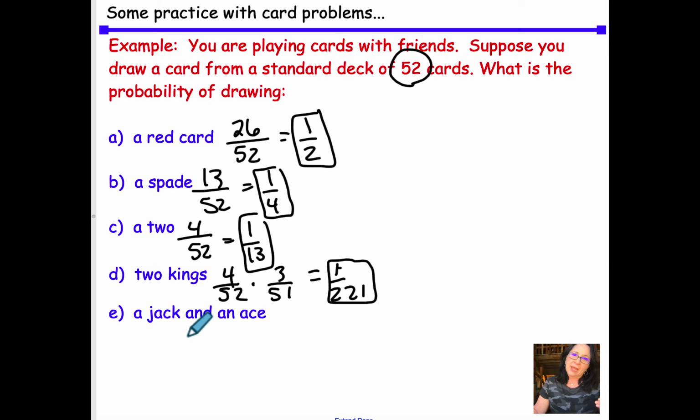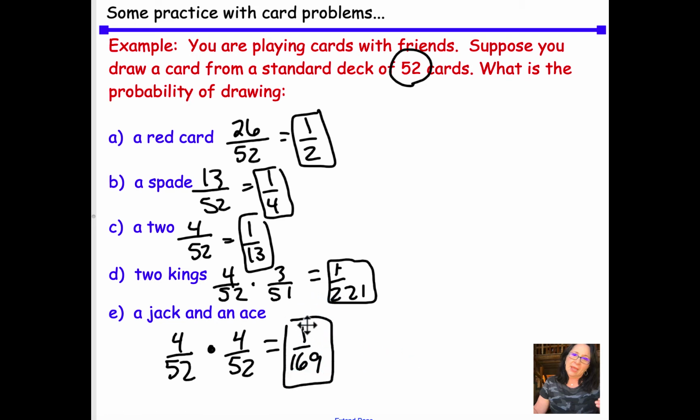For letter E, a jack and then an ace. So the probability of drawing a jack, again, that's 4 out of 52 because there's 4 jacks out of the deck. And then an ace. And an ace, again, is 4 out of 52 if I replace that card. So I've got 4 chances to get a jack, 4 out of 52. I'm going to put that back. And then getting an ace, I'm going to have 4 out of 52. And so that would be 1 out of, I think it's 169 is that value.